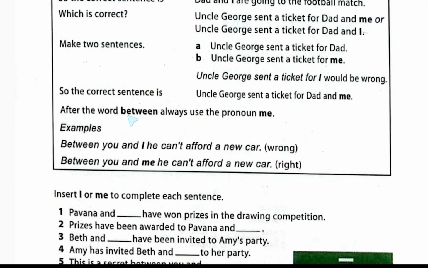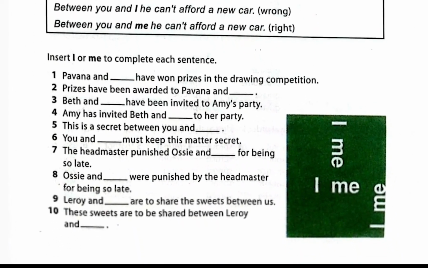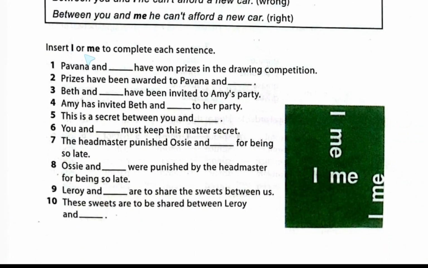After the word between, always use the pronoun me. Example: between you and I, he can't afford a new car. That is wrong. It will be between you and me, he can't afford a new car. This is right. So there is one exercise. Insert I or me to complete each sentence. This is so easy.